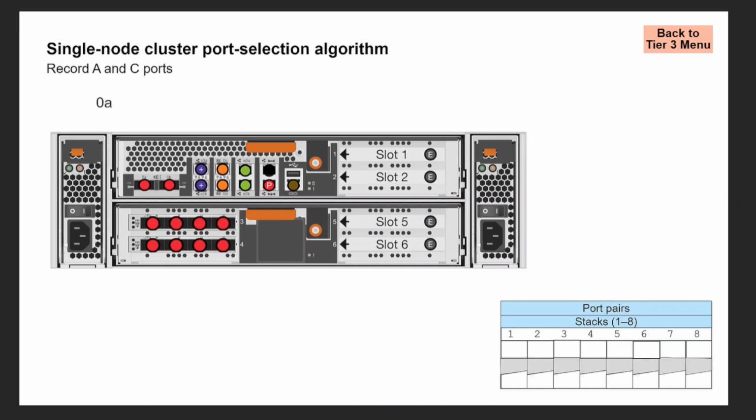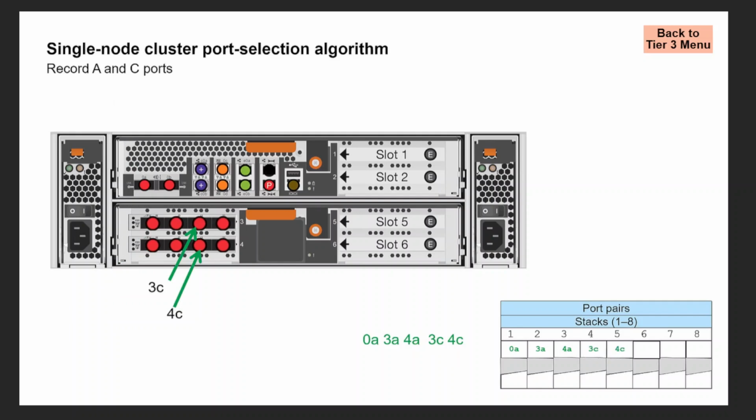The first step of the port selection algorithm is to write down all the unused A ports on the storage controller. You can write them on whatever you have at hand, or you can fill out the cabling worksheet in the shelf cabling documentation. The matrix that is shown here is only a subsection of the entire worksheet.